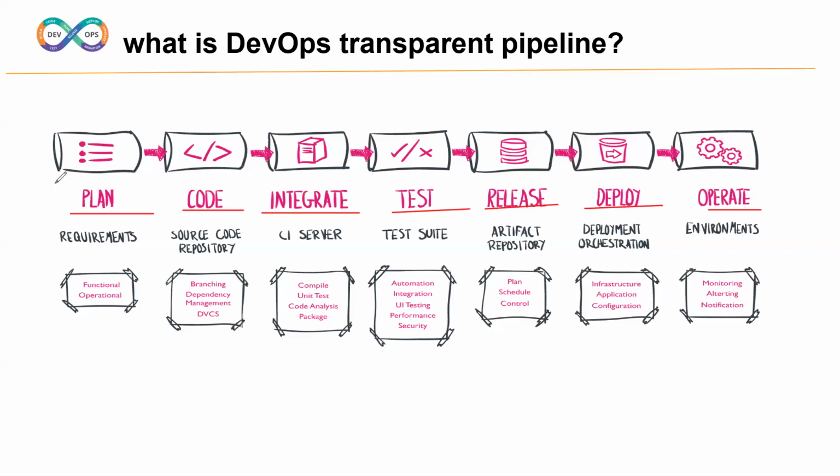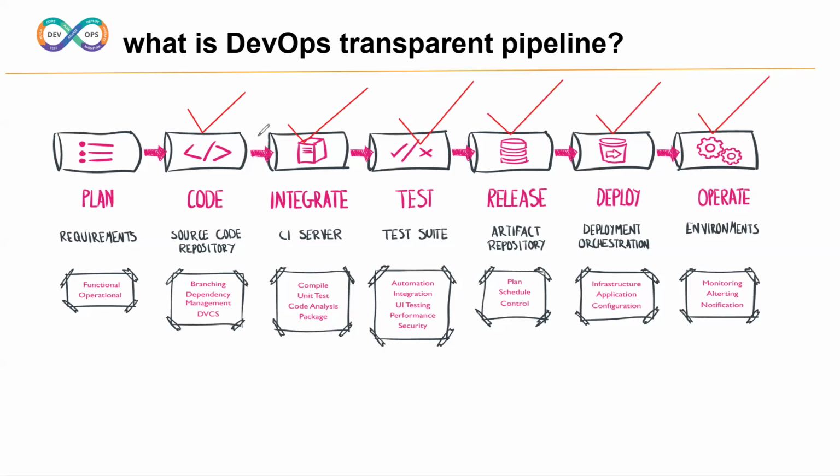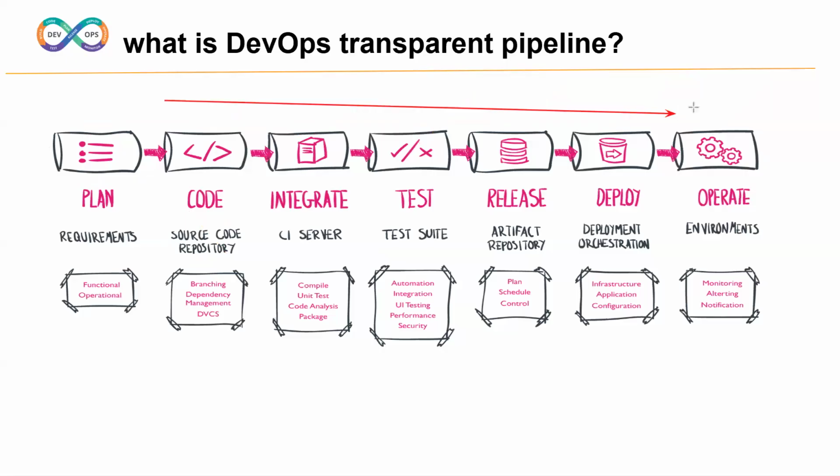But in this DevOps transparent pipeline, our roles and responsibilities start from the dev environment and end with what? Operation. That means we are part of the dev environment, integration, testing, release, deploy, operation. But frankly, we are not doing any planning, we are not writing any code, we are not writing any test cases. We are just implementing an automated DevOps transparent pipeline from the dev environment to operations.